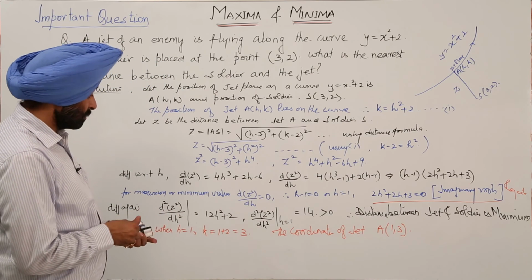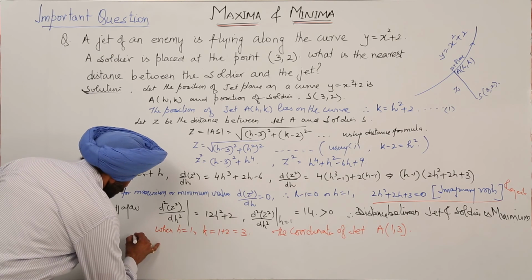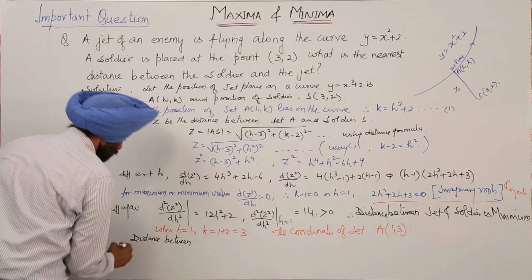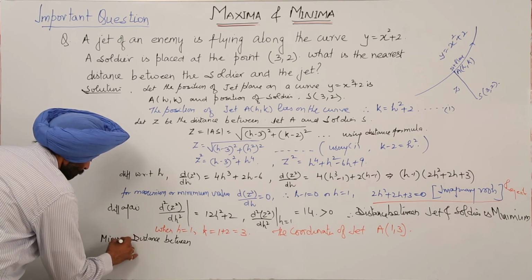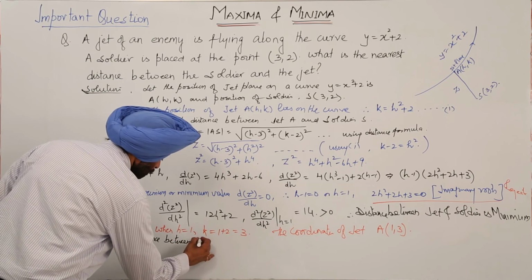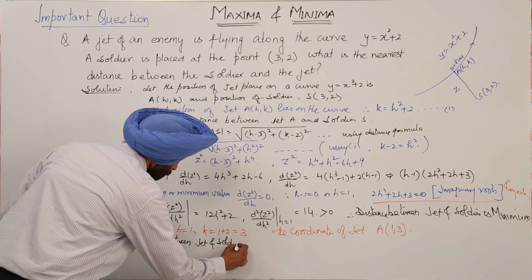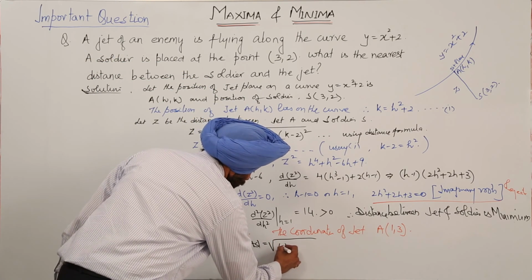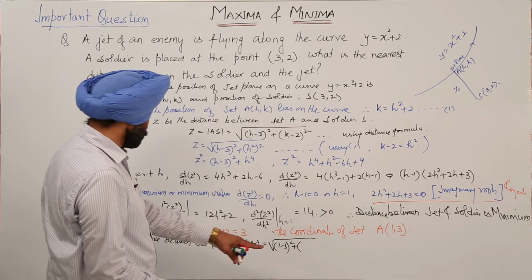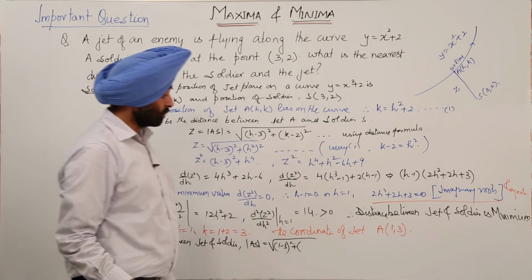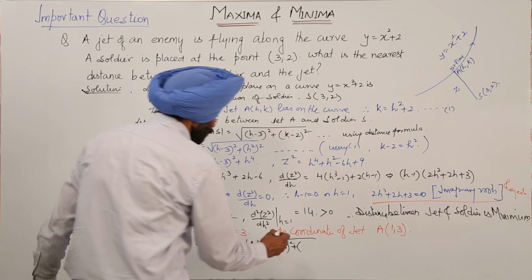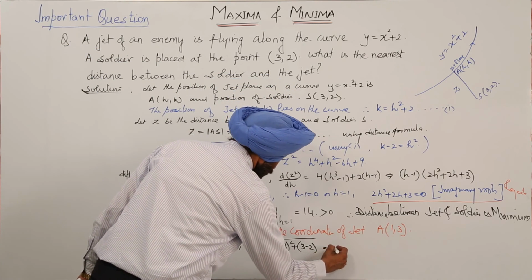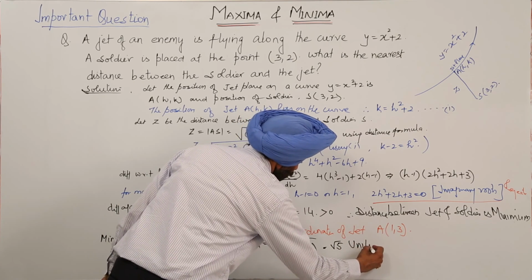Now last thing is distance. So the minimum distance between the jet and the soldier is, now it is what? Square root of (1 minus 3) whole square plus (3 minus 2) whole square, because we are having (1, 3) and (3, 2). Don't be confused that I am just subtracting 1 minus 3, and 3 minus 2. On solving we are getting root 5 units, whatever the units are.